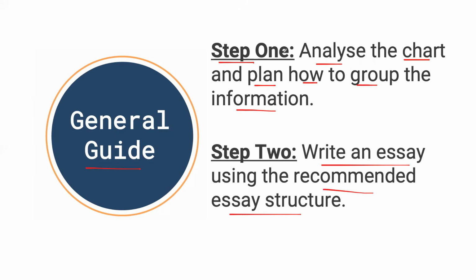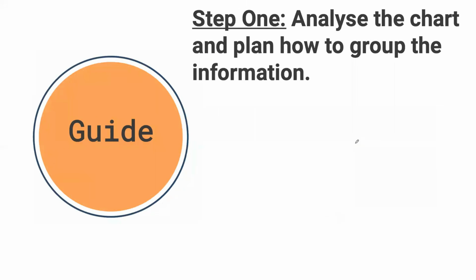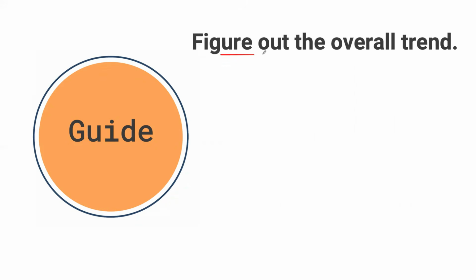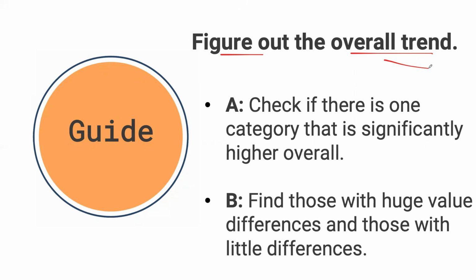So let's look at step 1 and understand how we are going to analyze this information. Here's our guide. So again, we know that step 1 is going to be analyzing the chart, and we have 2 things to keep in mind as we are analyzing the chart, A and B. First, we want to organize the information into 2 groups. And then once we do that, we're going to find information that stands out to us. So things that are perhaps not as common, things that are quite unique to the information at hand. And then we're going to figure out the overall trend. This is still part of step 1. I'll show you in just a bit, but we're going to figure out the overall trend.